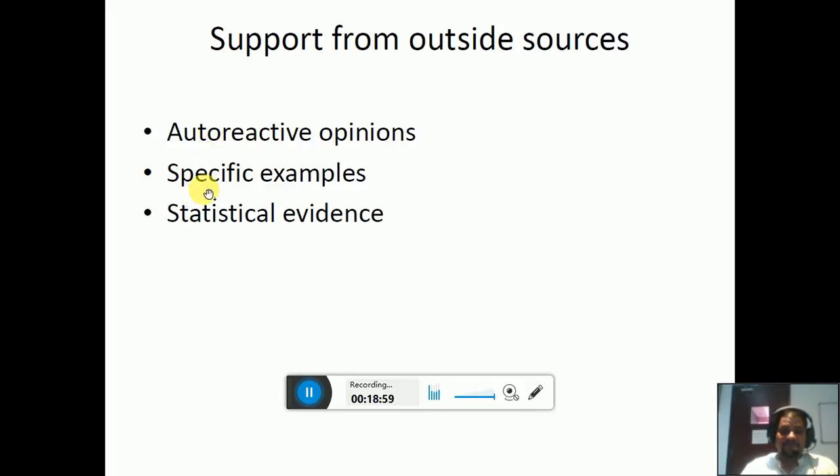Second is specific examples. You can give specific examples, like if I say demonetization is good because recently a lot of black money has been caught, and people have been caught with a lot of black money, and the money has been taken up by the government. If you say that, it becomes a specific example. Statistical evidence is very important also. So you give statistics, you give surveys, you get data collected from surveys to back up your arguments, and when you do that, it leads to a strong argument in your essay.